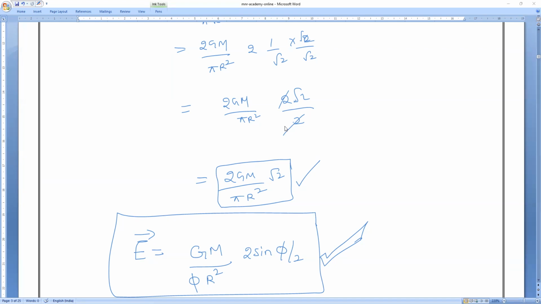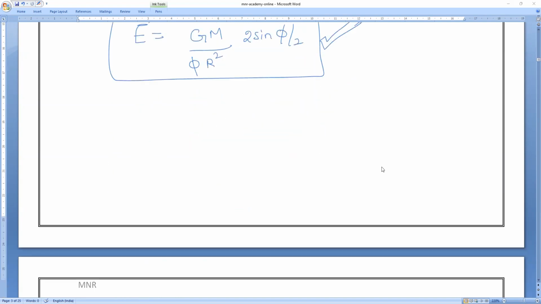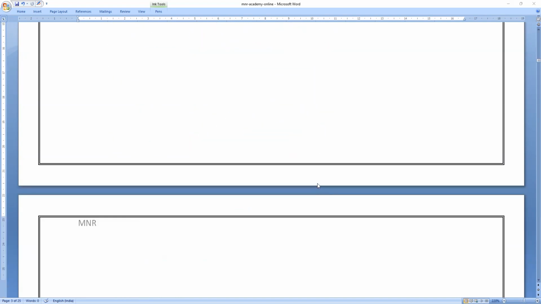So this is about gravitational field, calculating gravitational field. If you have any doubt, please let me know. If it is over, then I'll proceed further with the next concept. The same gravitational field we apply for a hollow sphere, which we can also call a shell. And next is solid sphere. Let me finish the hollow sphere first, and next we'll discuss the solid sphere.